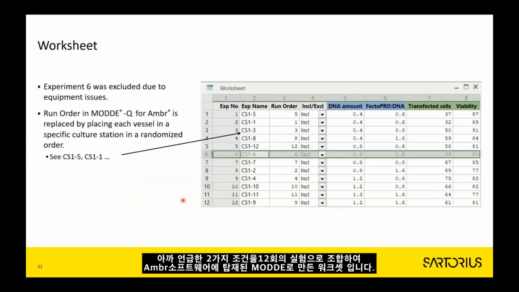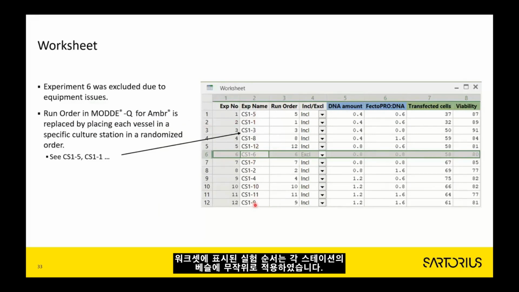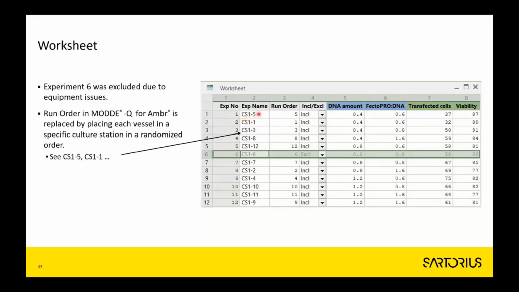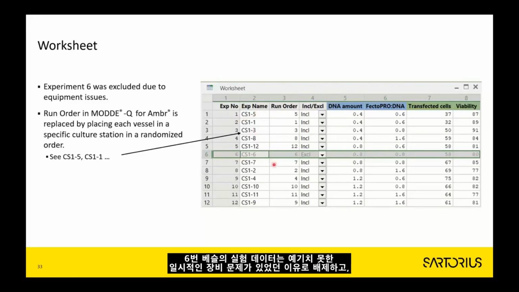Here we see the 12-run worksheet where the experimental name, now using MODDE Q for Ambr, the original run order, is replaced by the name of each vessel in a specific culture station in a randomized fashion. So this is culture station 1 and experiment 5. There was an experimental hiccup for them, so experiment number 6 had to be excluded because of unforeseen experimental problems. So it means that when we evaluate data, we're down to 11 experiments.